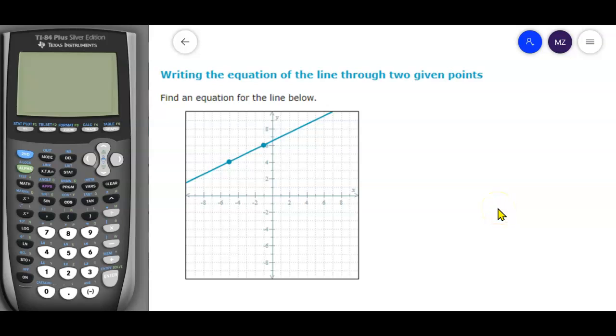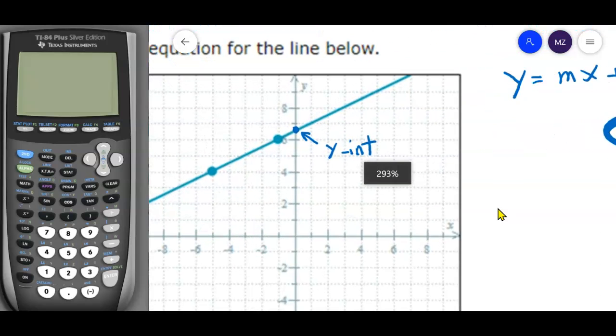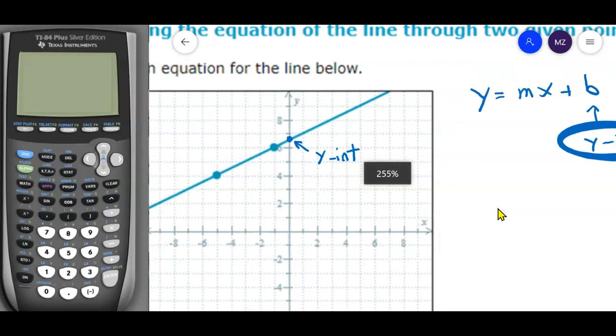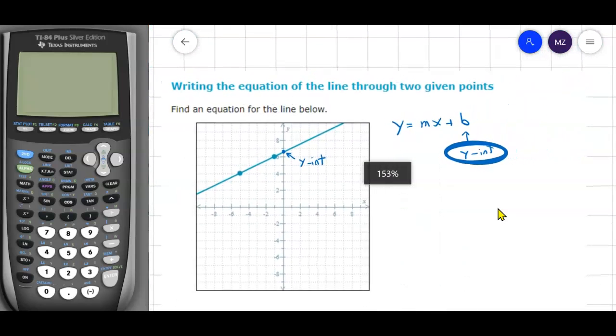This question is about writing an equation of a line from the graph. The easiest way would be to plug it into mx plus b, where b is the y-intercept. The only problem is I don't have a defined y-intercept. This one is your y-intercept, but I cannot read it exactly, because it's not exactly on the intersection. So what would I do then?